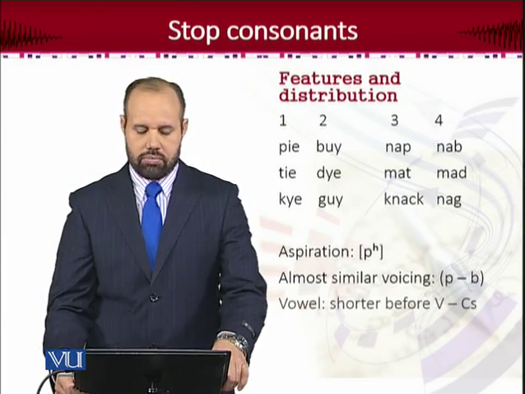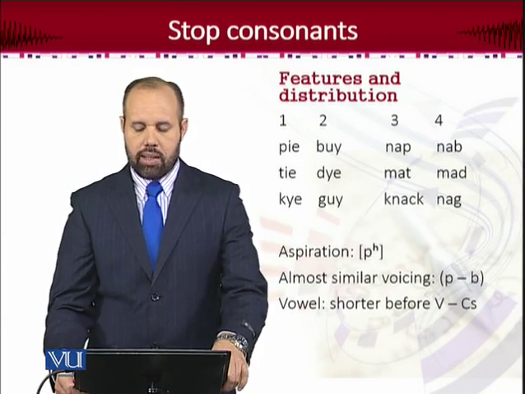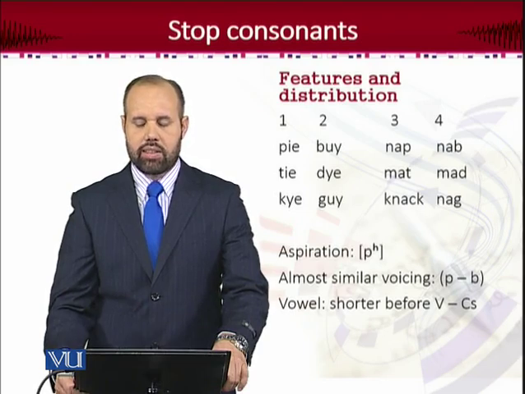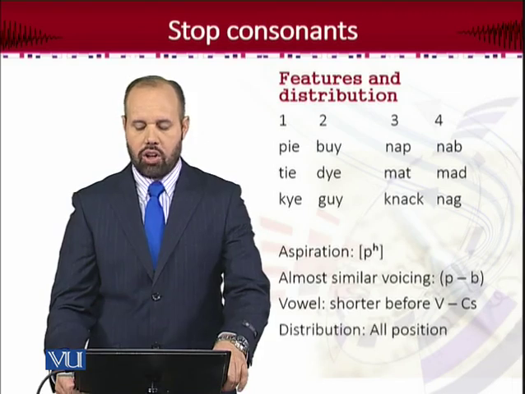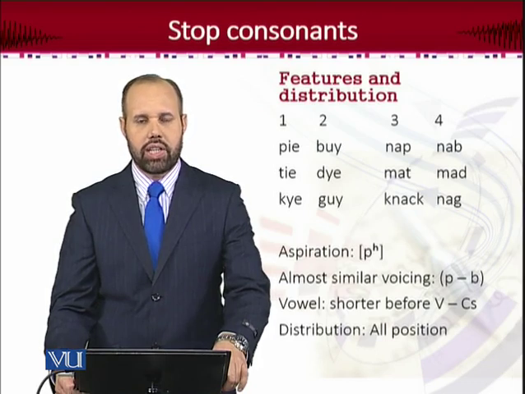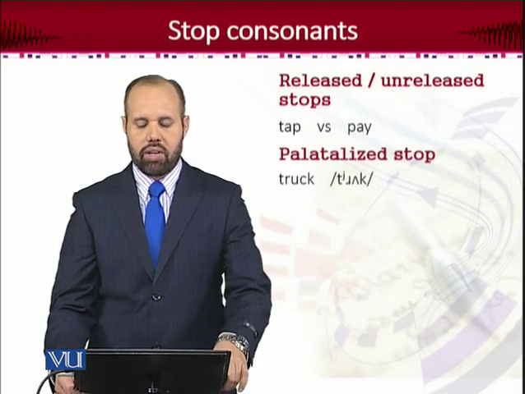Then, in the third column, you see that the vowels are short before voiceless consonants, like in the words nap, mat, and nak. Since the ending sounds are voiceless stops, they reduce the vowels. And then in the last column, b, d, g, the voiced ending sounds, in that case, the vowel is a bit longer. Stops are found in almost every position: word initially, word medially, and word finally.